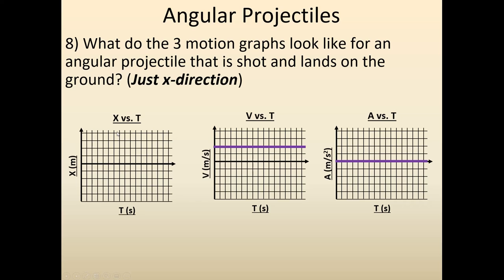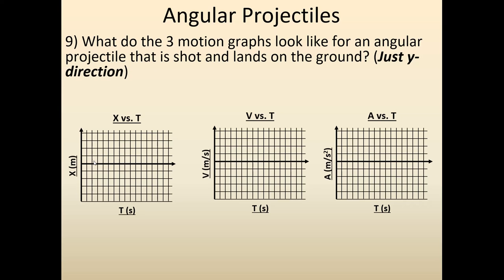For my x position, I know that it's going to start at 0, so my graph is going to start at the origin. Since the velocity is constant and positive, that means the slope of this graph should be constant and positive, meaning that I'm going to have a linear line. So these are the three motion graphs for the x direction of an angular projectile that's shot and lands on the ground. All right, here's the next one.